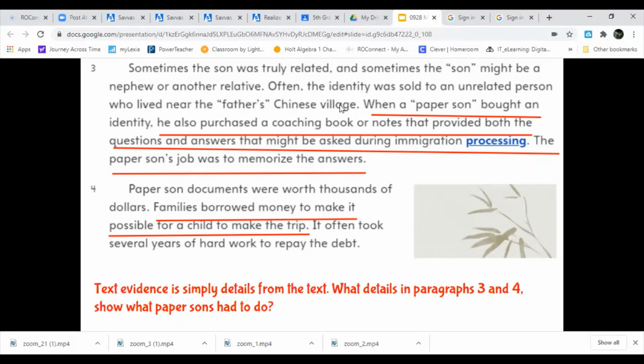Do you think you could use the RACE strategy to answer the question, what did paper suns have to do in order to emigrate to the United States?